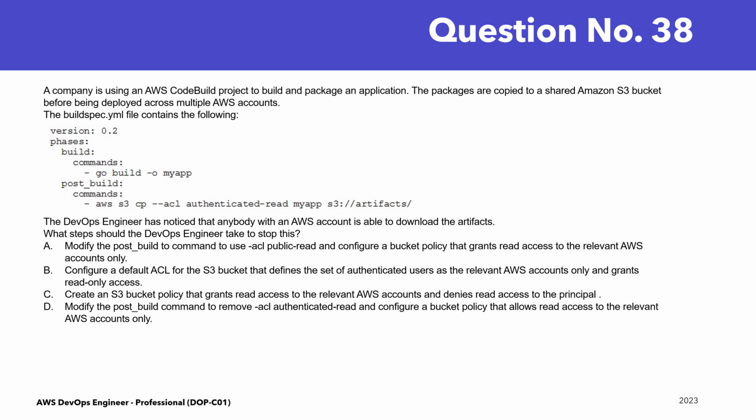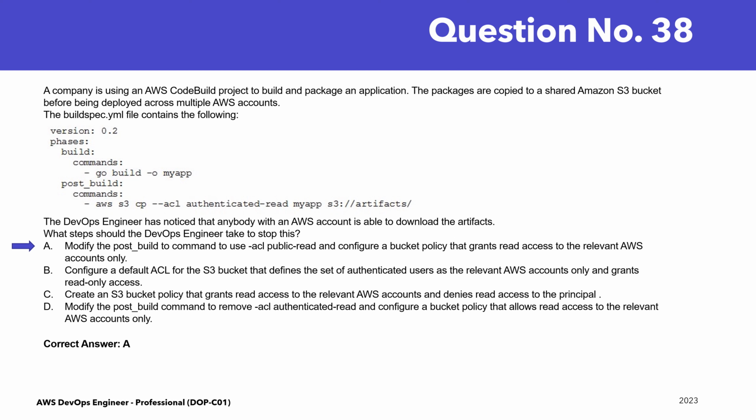A. Modify the post_build command to use public read and configure a bucket policy that grants read access to the relevant AWS accounts only. B. Configure a default ACL for the S3 bucket that defines the set of authenticated users as the relevant AWS accounts only and grants read-only access. C. Create an S3 bucket policy that grants read access to the relevant AWS accounts and denies read access to the principal. D. Modify the post_build command to remove authenticated read and configure a bucket policy that allows read access to the relevant AWS accounts only.